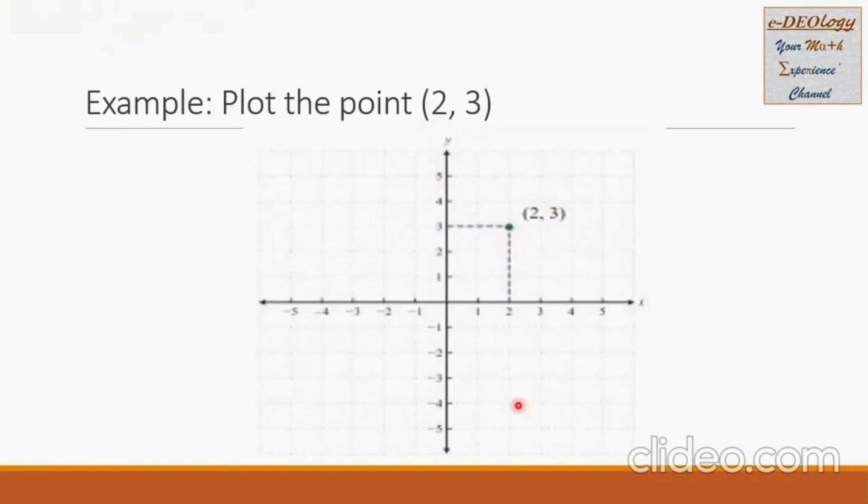Looking now at our rectangular coordinate system, let's start with the number 2, that is for the x-coordinate. We will look at our x-axis. The +2 is here. Then we will look now for the y-coordinate, and that is +3. From the origin, we go up, that is the +3 of the y-axis. And then we will get the intersection of this +2 of the x and the +3 of the y. So here is the point.